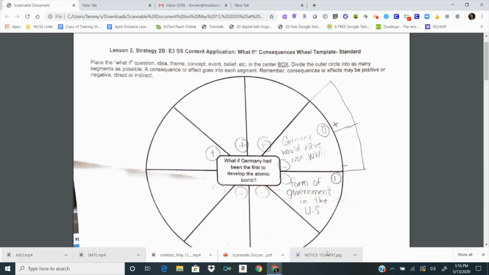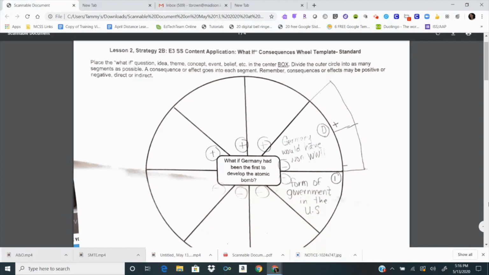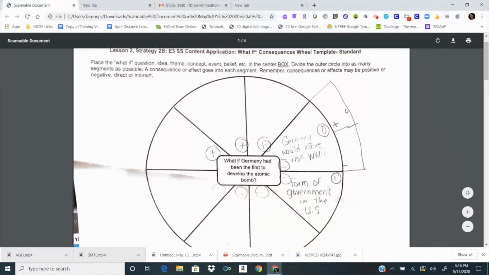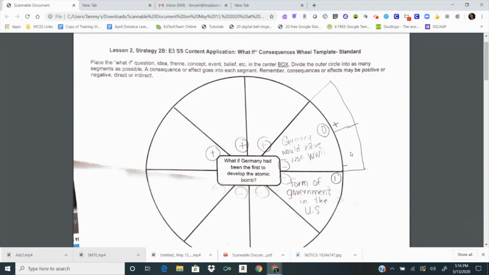On the extended version of the what if consequence wheel, you would have an outside ring, and for each statement on the inner ring, you would give a positive and negative consequence to that particular statement. This is a great strategy for discussion. It is also a great strategy if you want to talk about controversial issues.